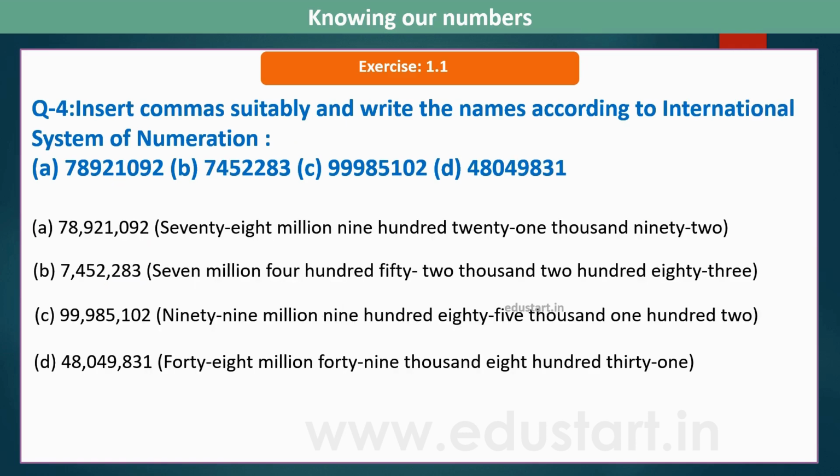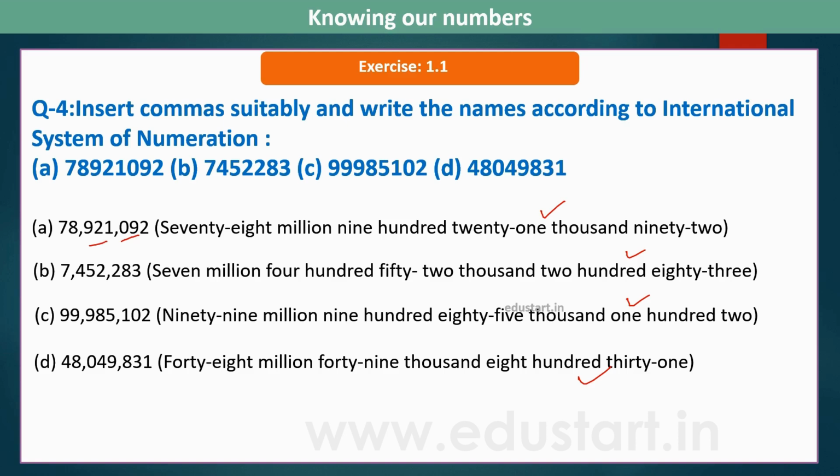Question number 4. This is the same type of question where you need to add the commas suitably and write the names according to the international system of numeration. So now the numbers which are given: 78,921,092. The next one is 7,452,283. The third one is 99,985,102. And the fourth one is 48,049,831. Okay, and the commas are given according to first 3 digits, then 2 digits, and then 2 digits.